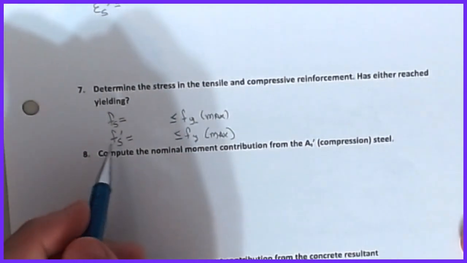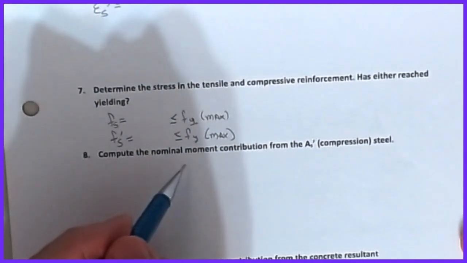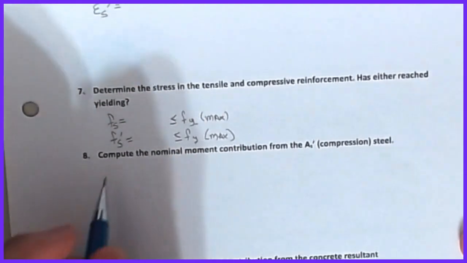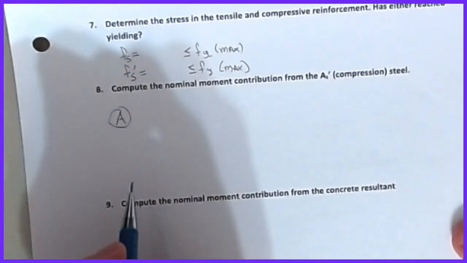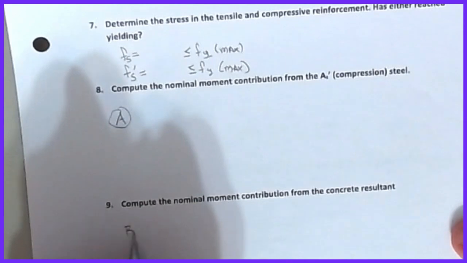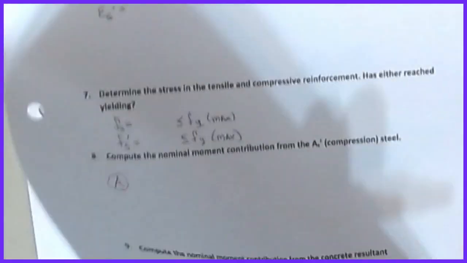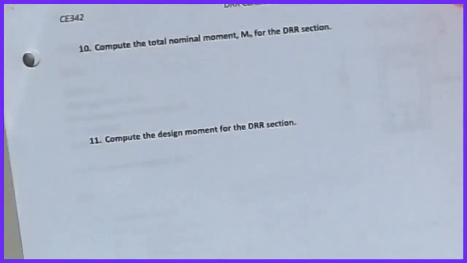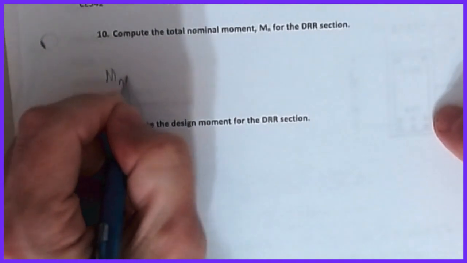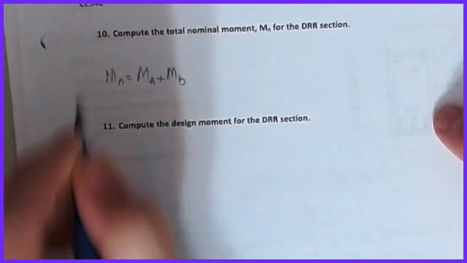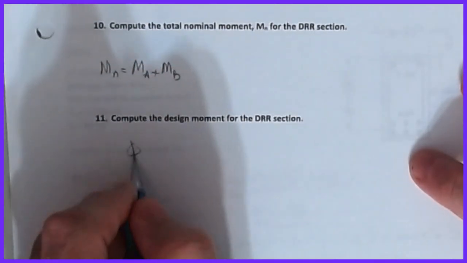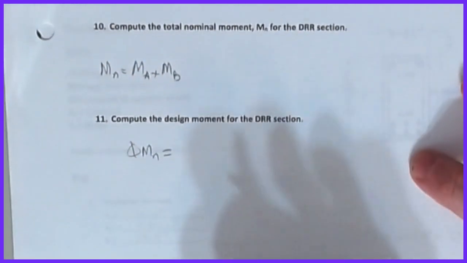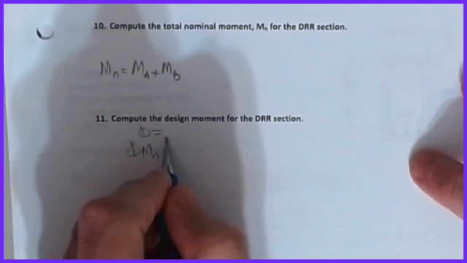Okay, so once I have the stresses figured out, I can calculate the nominal moment contribution from the AS prime. This is my A case from our scenario, and then we can compute the nominal moment contribution from the concrete resultant. That was the B scenario. And then finally, you can compute the total nominal moment, which is just going to be MA plus MB, the two portions based on how we broke that picture up. Okay, and then from that, I can take phi MN is equal to whatever. Once you find your phi value, you're good to go.